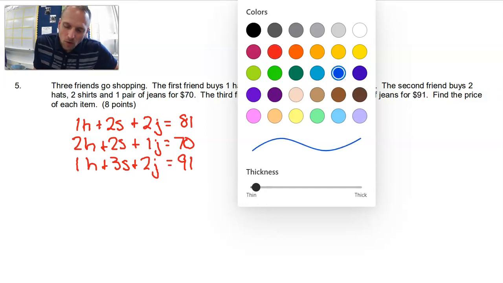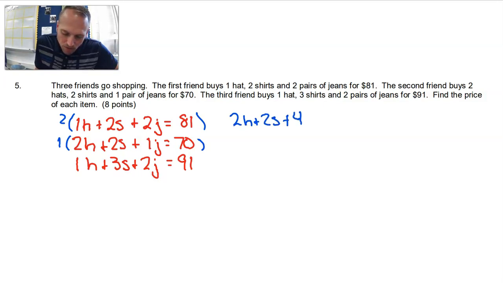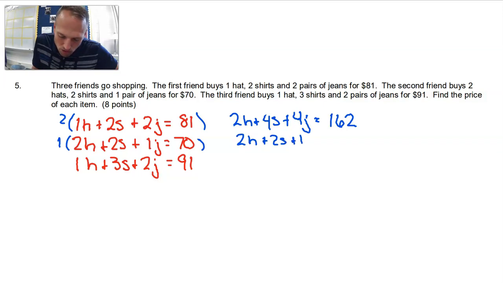First of all, we're going to eliminate h in the top equation. So we'll multiply the top by the bottom and the bottom by the top. So we've got 2h plus 2s plus 4j. Ooh, I just about made a mistake. 2h plus 4s plus 4j equals 162. On the bottom, multiplying by 1 just stays the same. 2h plus 2s plus 1j equals 70.